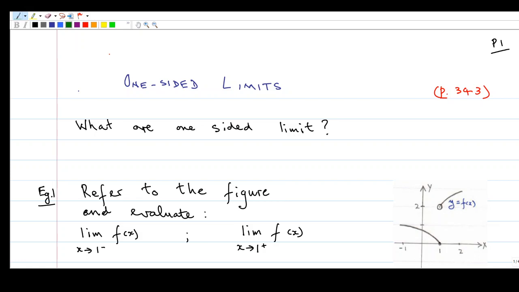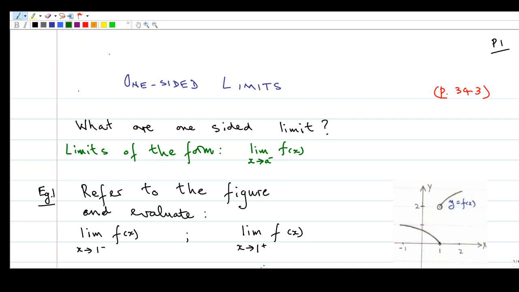One-sided limits. What are one-sided limits? These are limits of the form: limit of f of x as x approaches a from the left.